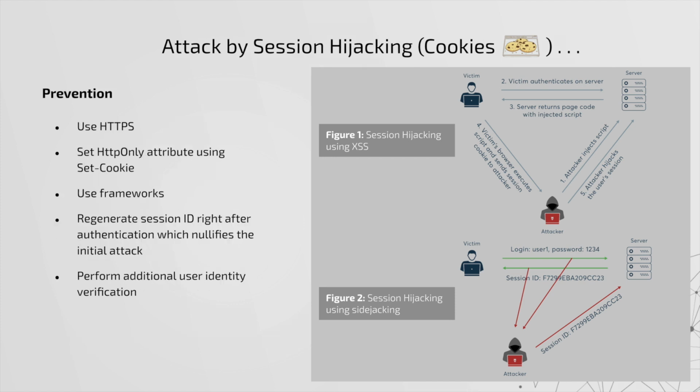Let's take a look at some prevention techniques. Some prevention techniques include using the HTTPS protocol instead of HTTP. This will prevent the attacker from getting the plain text session ID even if they're monitoring the traffic. Another option is to set the HttpOnly attribute to prevent access to cookies from client-side scripts.